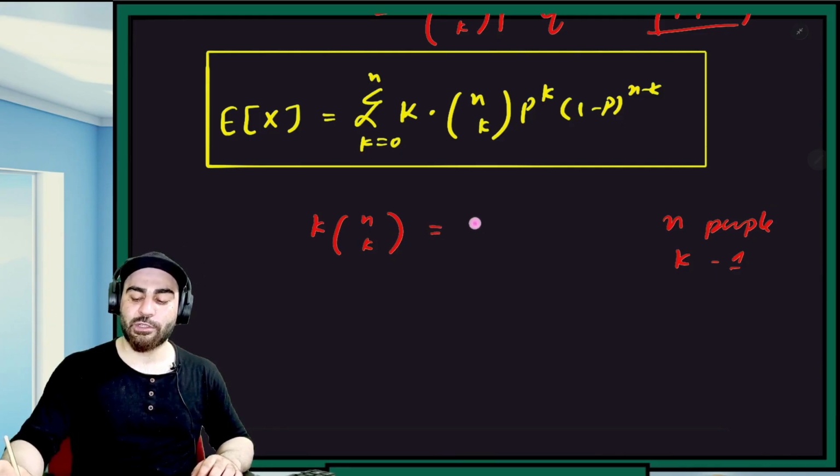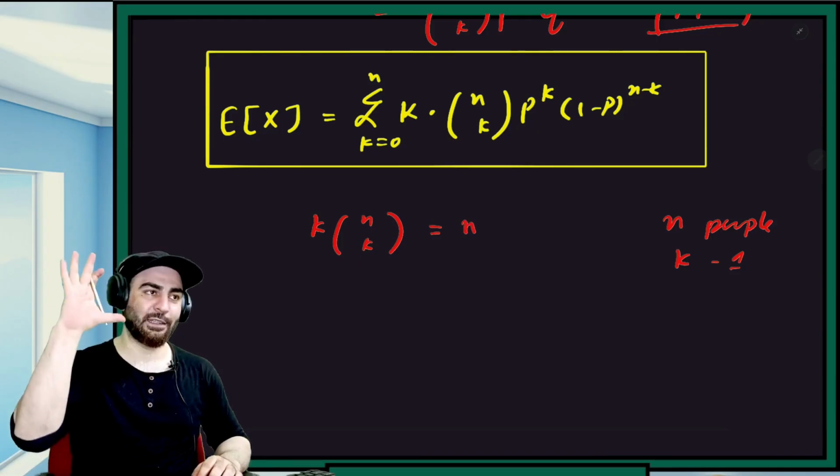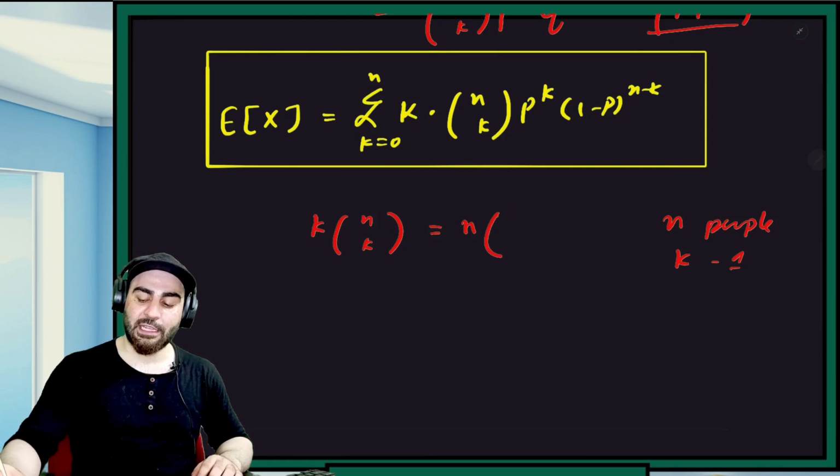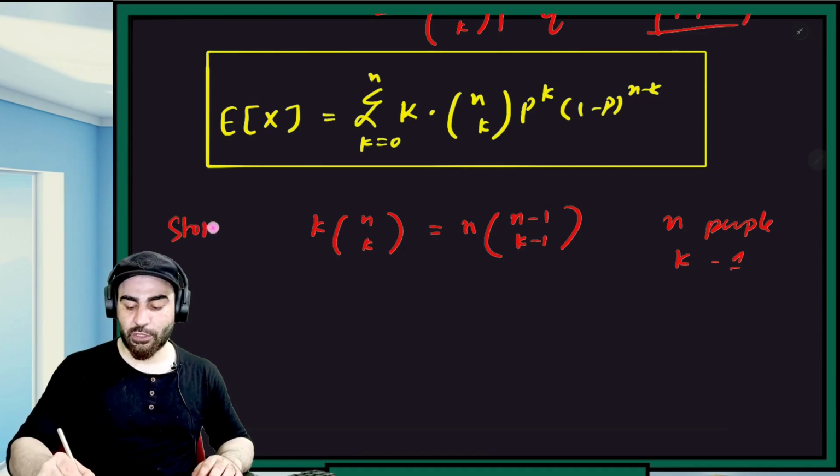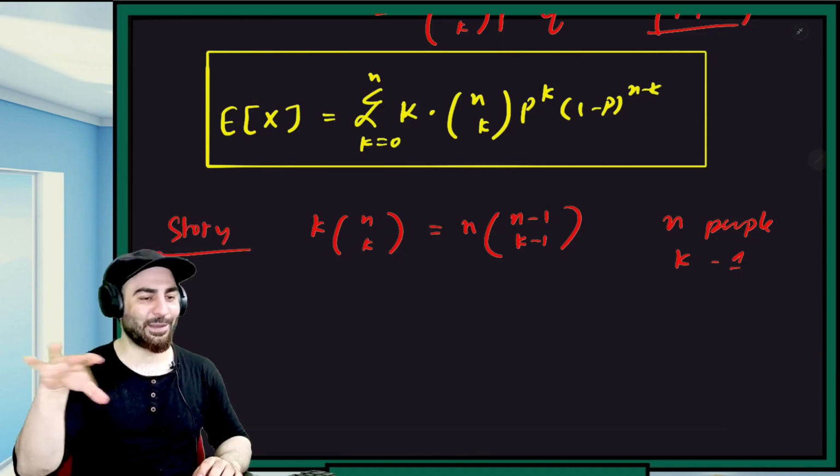You choose, let's suppose, among the n people you first choose a president. So once you choose the president, that's n ways. Then you are left with n minus 1 people, and out of those you have to choose k minus 1 people. So this is equivalent. Okay, this is the story proof that we did.